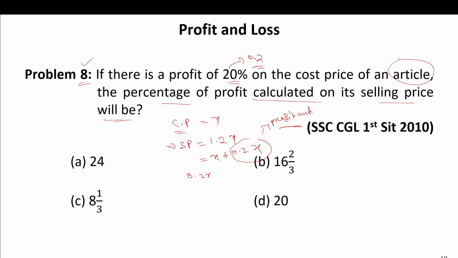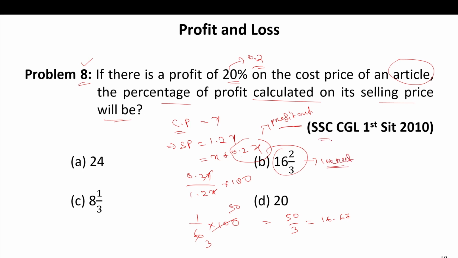Right. So 0.2x, and we consider this SP as CP, right? So 1.2x into 100. So this will give us what? 1 by 6 into 100. So it will be 50 by 3, right? This is equal to 50 by 3, which is equal to 16.67, I guess. Okay, so it will be 16 whole and 2 by 3. So this is the correct answer here.